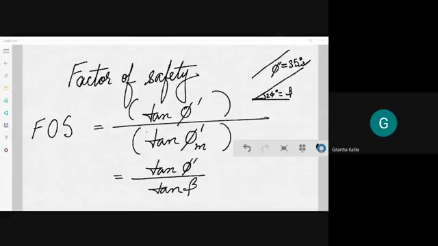So I hope you have understood this part till now, and if you have any doubt, you can ask. Please, I can wait for 1 or 2 minutes. If you have any doubt, you can let me know. Okay, so let's proceed.